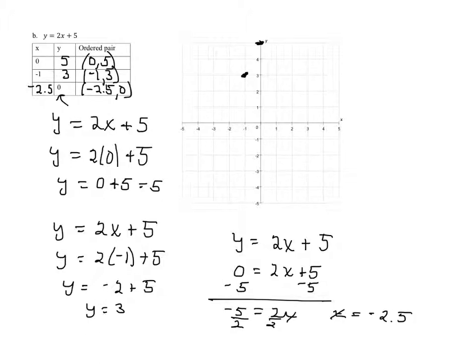-2 and -3. I almost said that incorrectly. And nothing on the y. Let's see how well I can connect these. Okay, so this will be y is equal to 2x plus 5. Great. Moving on.